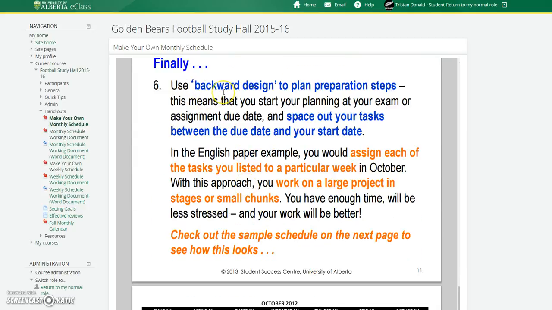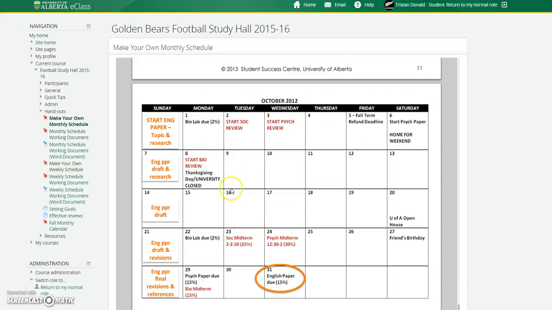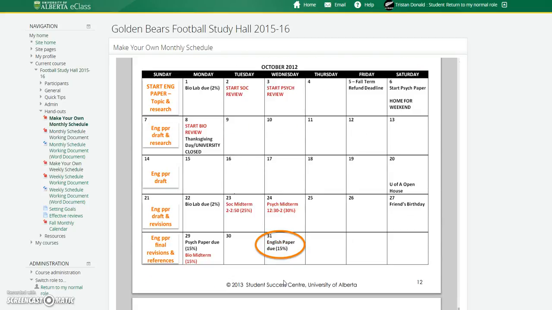Number 6, we work backwards to do it, and we'll have a look at that. Backward design means we start at the end and then we go back to the start, so figure out how much time we need. We'll have a look at it in a minute. Here's the English paper. English paper is due, so backwards planning means we have the start time already, but we can actually figure out our start time by using backwards planning.